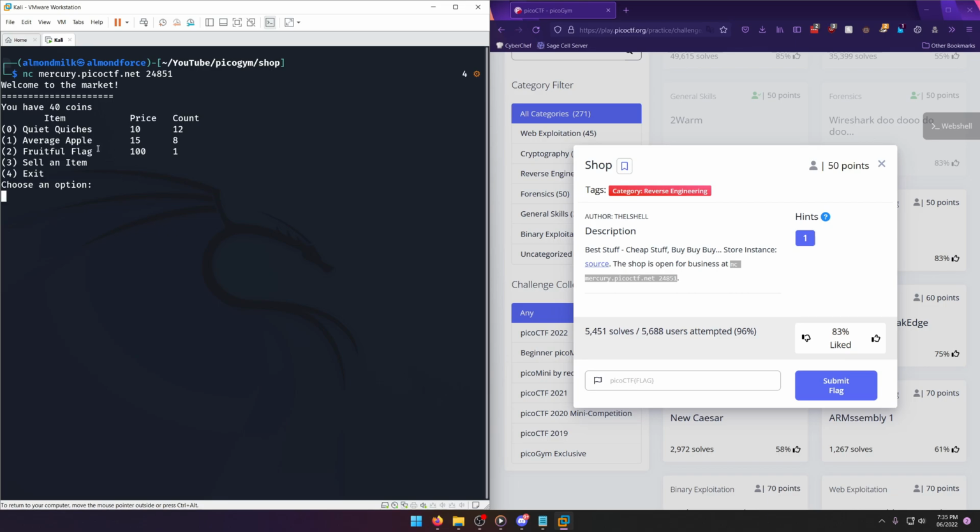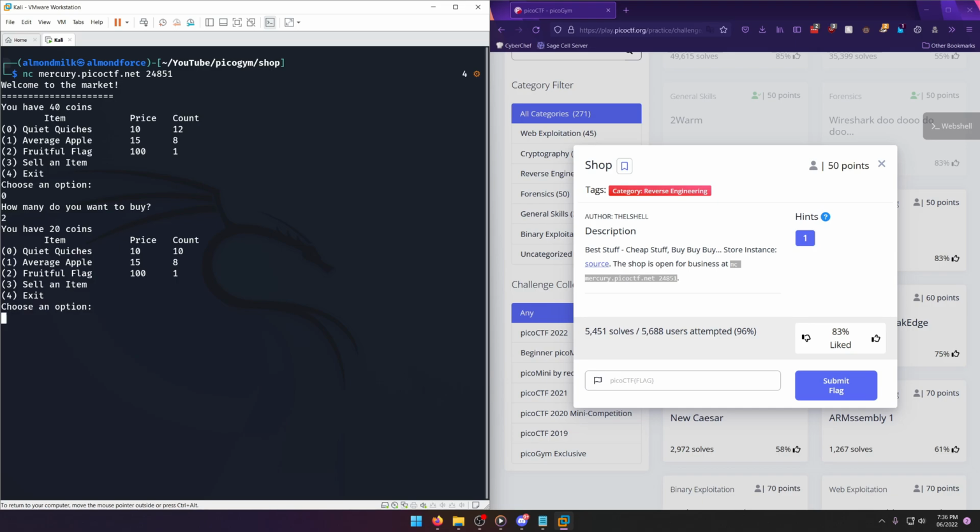So basically we want to trick the shop into giving us more coins than we have, right? It's one of those ones where you're probably playing around with negative numbers until you get something. We have 40 coins, so let's try to buy a quiet niche or a quiet quiche, whatever that is. Its price is 10, so let's just buy 2. It says we now have 20 coins, so it's taking the quantity we purchase and multiplying it by whatever the price is, of course, right?